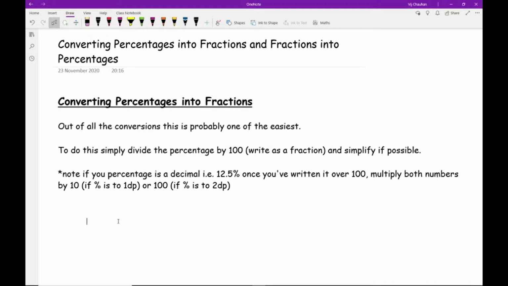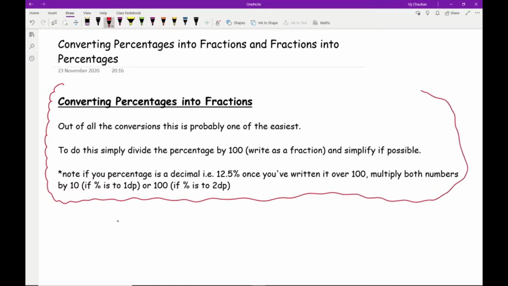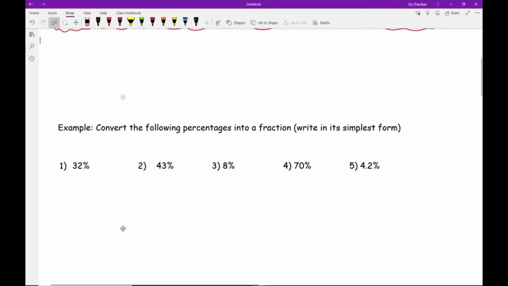Now if that makes absolutely no sense to you at all, do not worry. I'm going to go through some examples and I'll explain what all of this means. I'd definitely recommend adding this to your notes or your revision cards if that is what you are doing. So let's have a look at some examples.